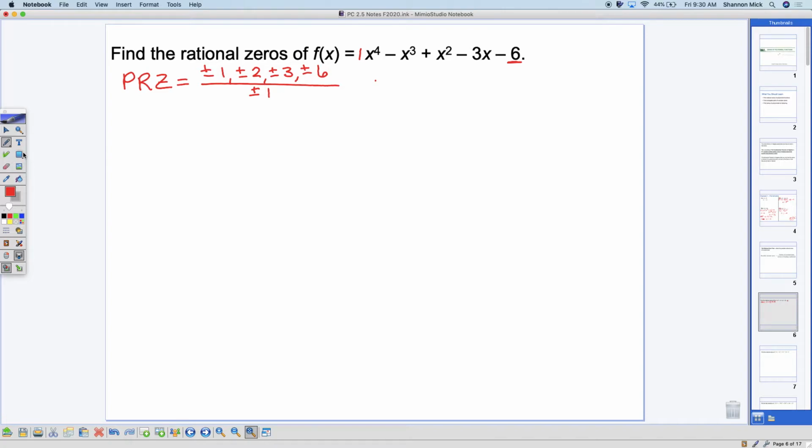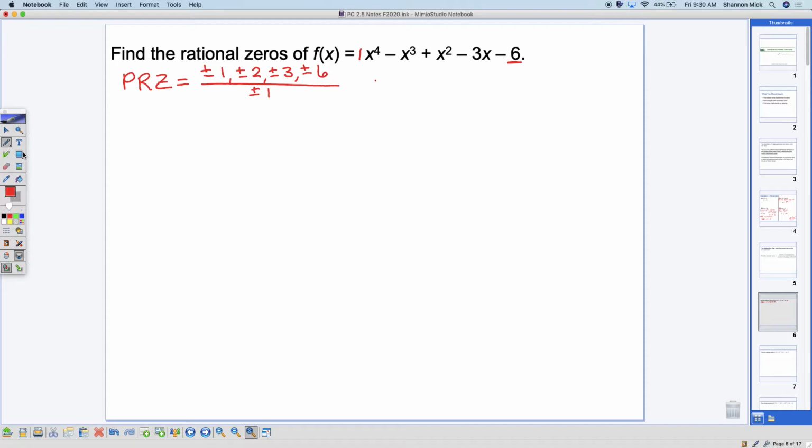Because at this point in time, we have 8 different possibilities for answers, correct? Plus or minus 1, plus or minus 2, plus or minus 3, and plus or minus 6. At this point, I have to use synthetic division to find them. How am I going to know it is a 0? If the last remainder is 0.